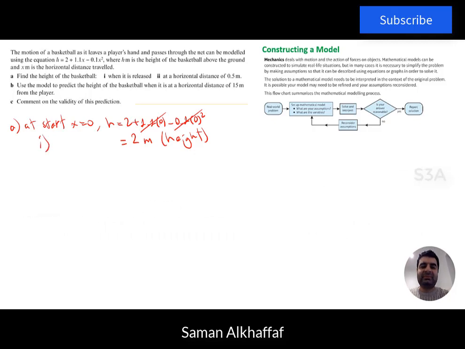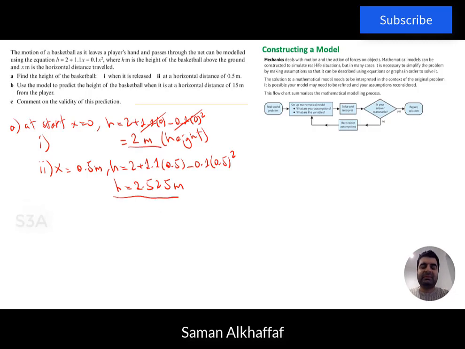Now for part II, at a horizontal distance of 0.5 meters, that means we will need to equate x to 0.5 meters. So in this scenario, h will equal 2 plus 1.1 multiplied by 0.5 minus 0.1 multiplied by 0.5 squared. So in this scenario, h will equal 2.525 meters. This is the height, which would be our answer for part II.